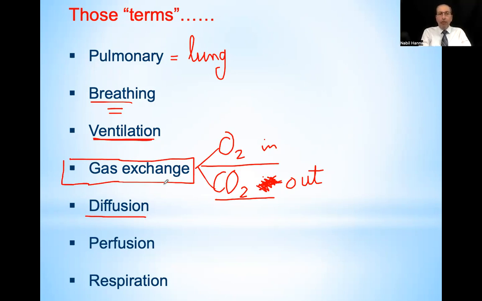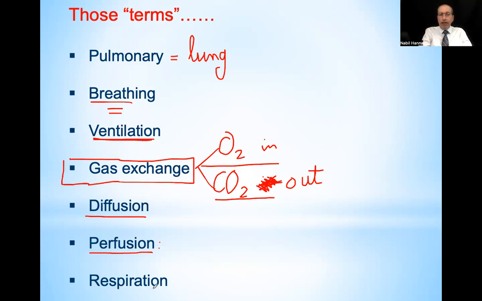I'm going to explain more about gas exchange when I use the whiteboard in a minute. But let me first complete these terms. Perfusion. Perfusion means the amount of blood feeding an organ or part of the organ. So the amount of blood reaching one part of the organ is the perfusion going to this part.